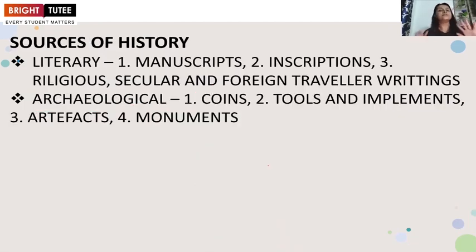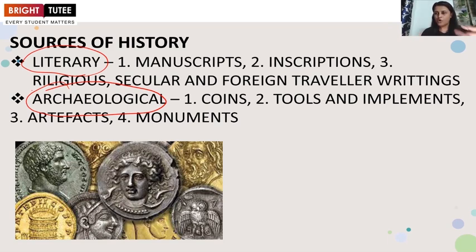Now, when we look into the sources of history, the sources of history are broadly categorized into two parts. That is literary history and archaeological history. What is literary and what is archaeological history? Literary history means the history which we find in a written form, in writing. And archaeological history is that part of history which is in an object form or a material form.